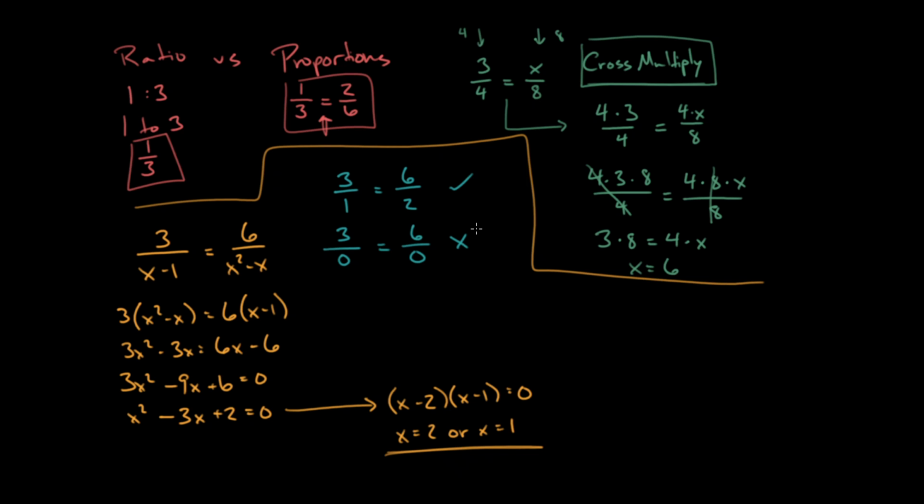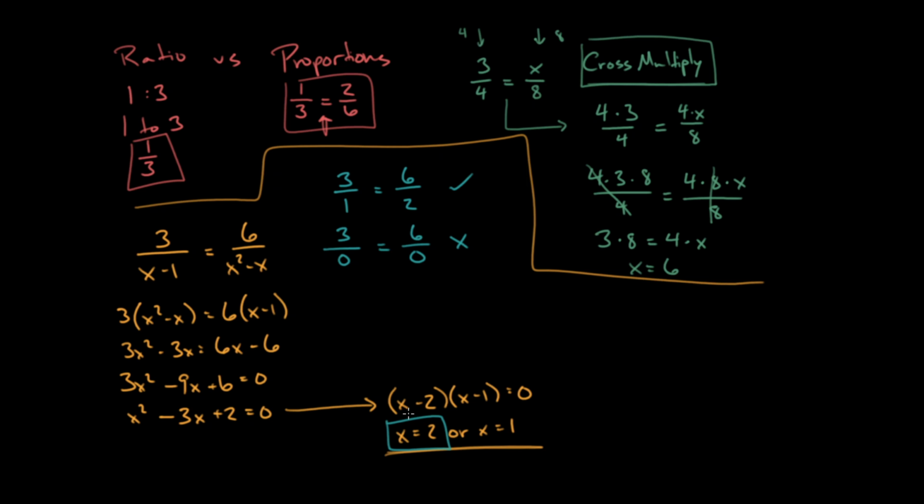And so whenever I'm dealing with proportions, I just need to be careful that the values that I have solved for, the values that I've gotten out, actually fit the system that I initially had at the beginning. And so I should always go back and check my work. And so my answer here is actually just the x equals 2 value.